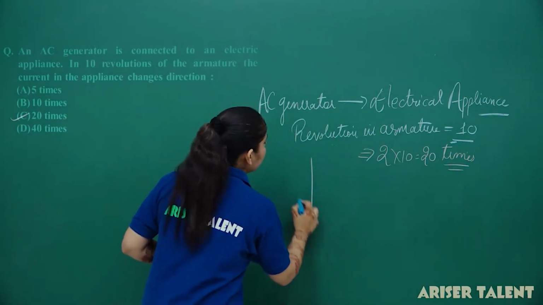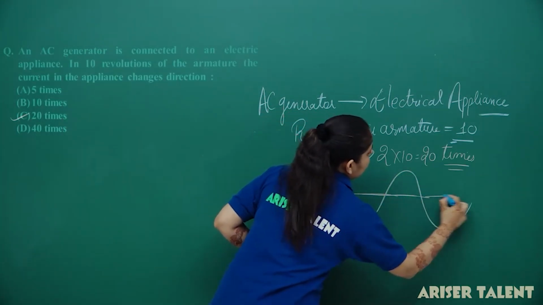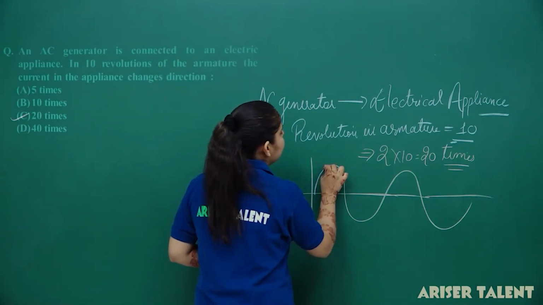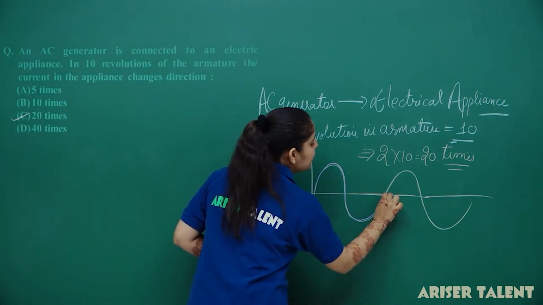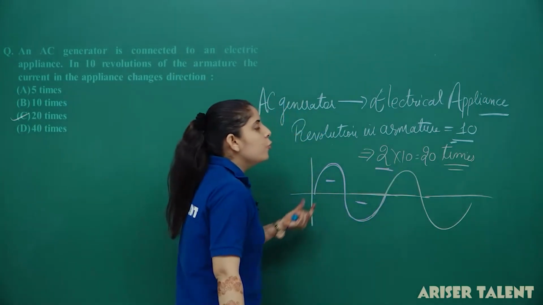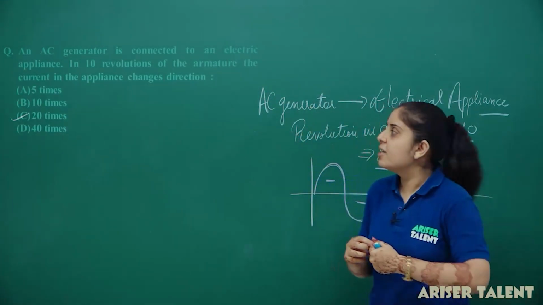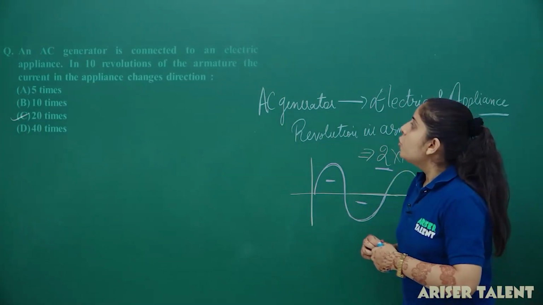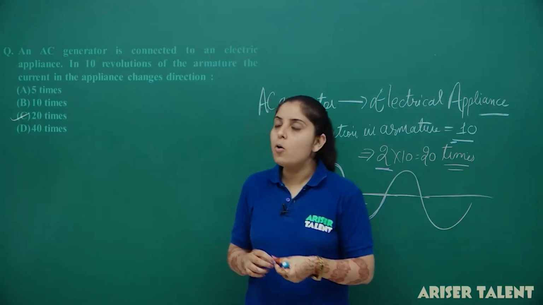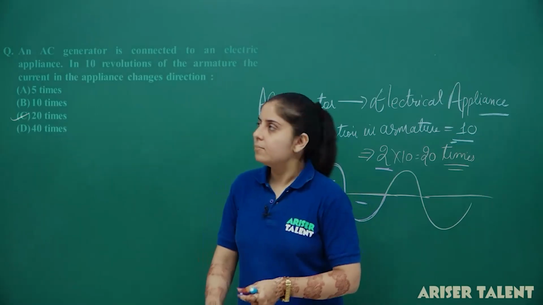And why is this happening? Because in each cycle of AC, if I am considering this is our alternating current, you can see here that the direction changes 2 times. Each cycle has this part and this part, so it is multiplied by 2 to get the directions of the current and to find how many times the current has changed its direction. So, this is again an important question and a different question from what we have seen till now. It is 20 times, and option C is correct here.